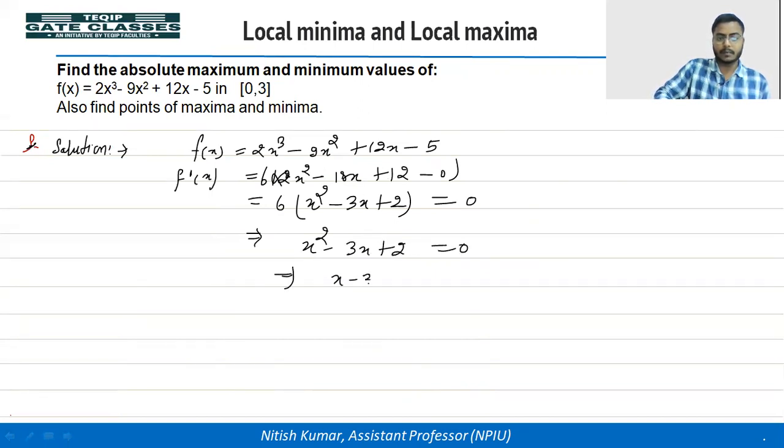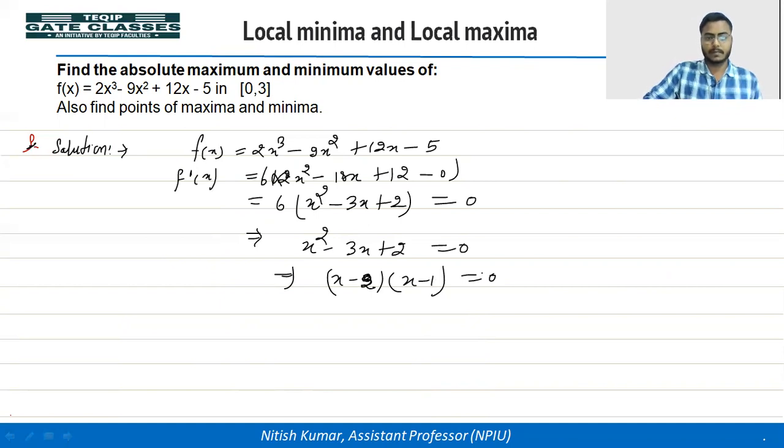Also, we can write x minus 2, x minus 1 is equal to 0. So we are getting the stationary point x is equal to 1 and x is equal to 2. Okay. So you have to calculate the functional value. What would be the functional value at x is equal to 1 and x is equal to 2? Also, you can check at what point of maxima, point of minima.